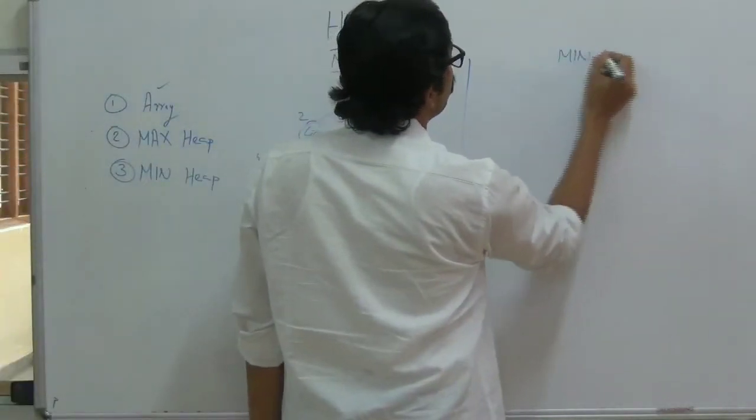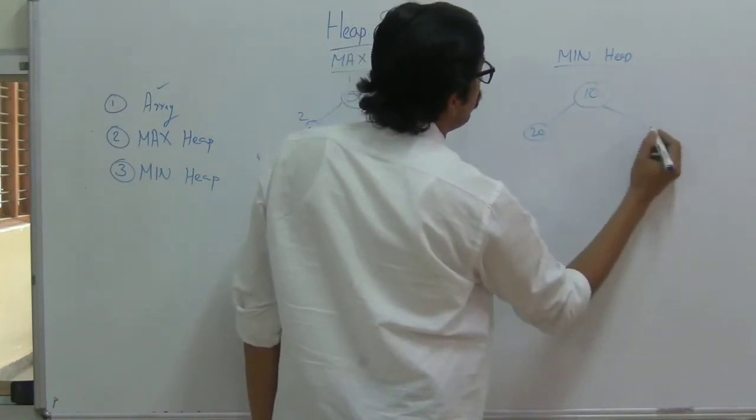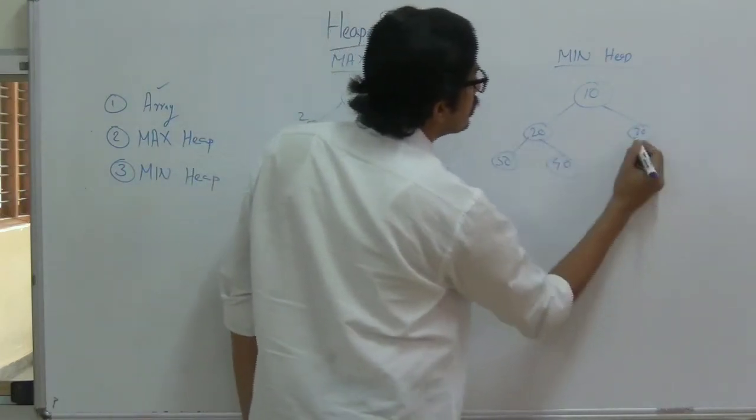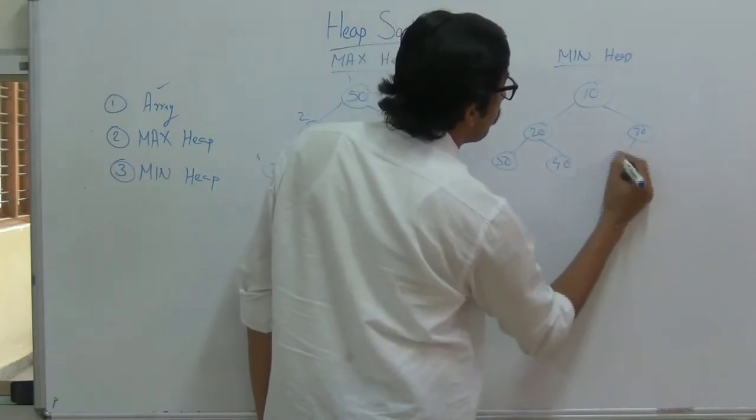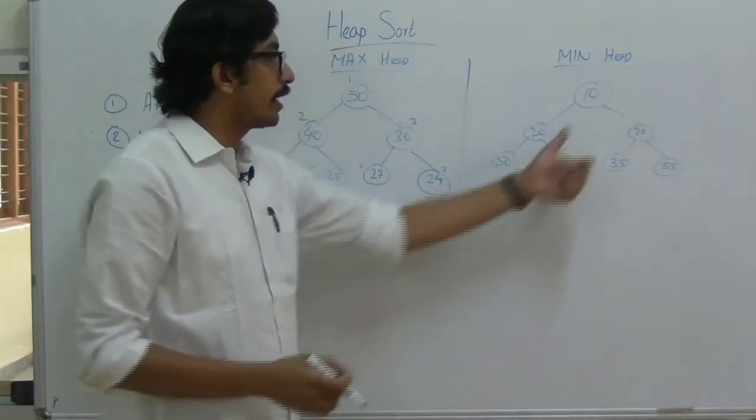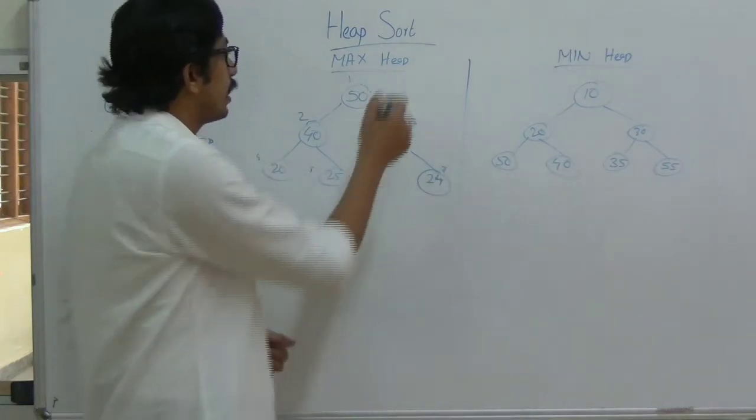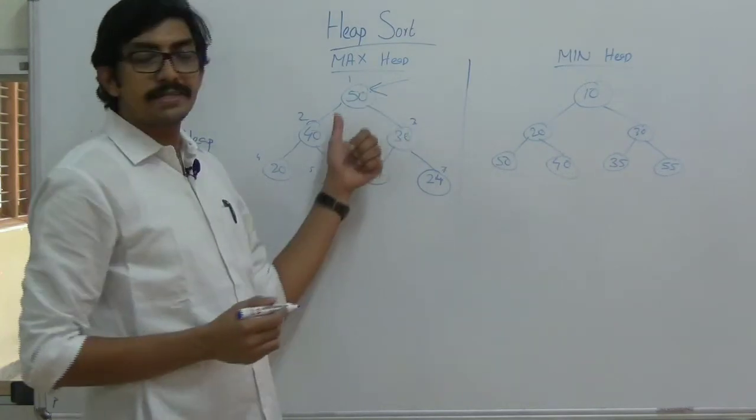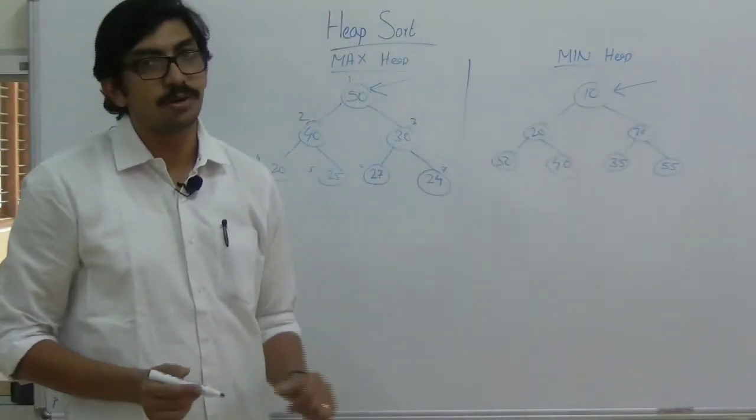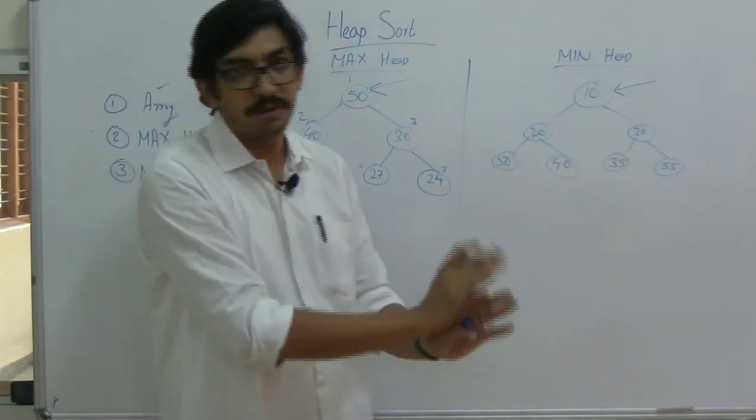Similarly, if you see min heap, every internal node will be having a value which is less than its child nodes. So you can see every internal node is having a value which is less than its child nodes. That is called a min heap. So interestingly, you can see that the largest node in a max heap will be its root node, and similarly in a min heap the smallest element will be its root node. So this much information you need before going to the actual heap sort.